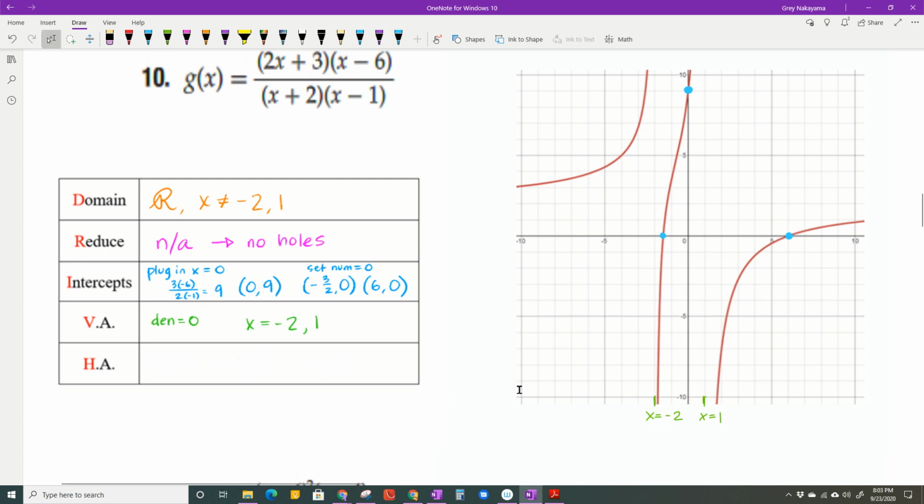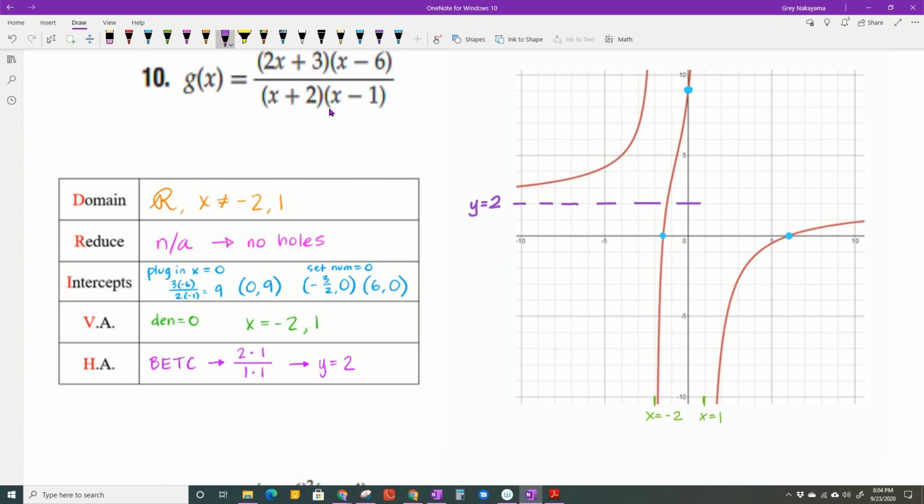We look at the degree. So you can count up your x's. You can multiply 2x times x is 2x squared. x times x is x squared. So I have an x squared over an x squared, which means bottom equals top. So you're multiplying all the leading coefficients together, so that's going to be 2 times 1 over 1 times 1, and that simplifies to y equals 2. So my horizontal asymptote is right here, y equals 2, if I were to put a dotted line.